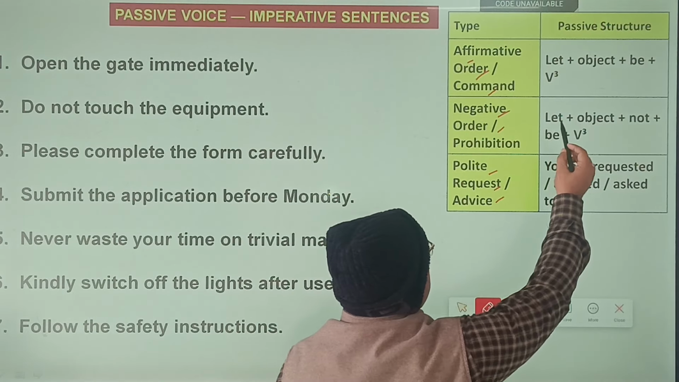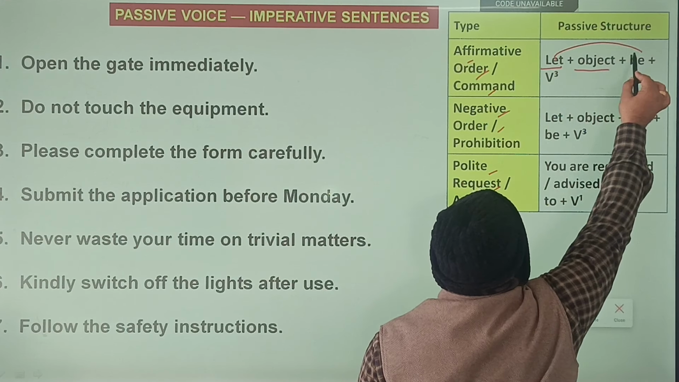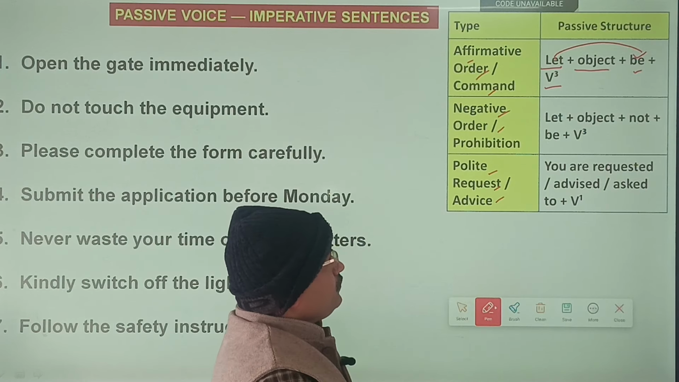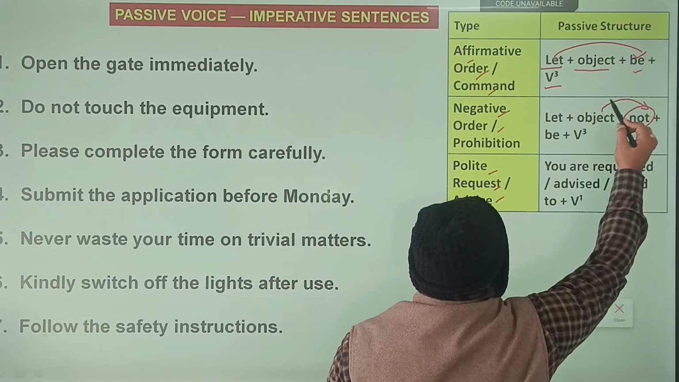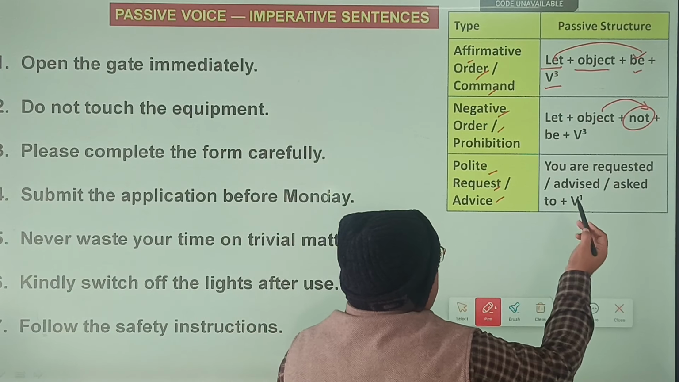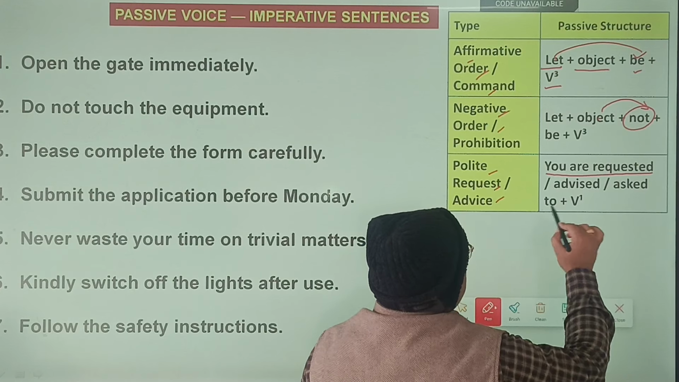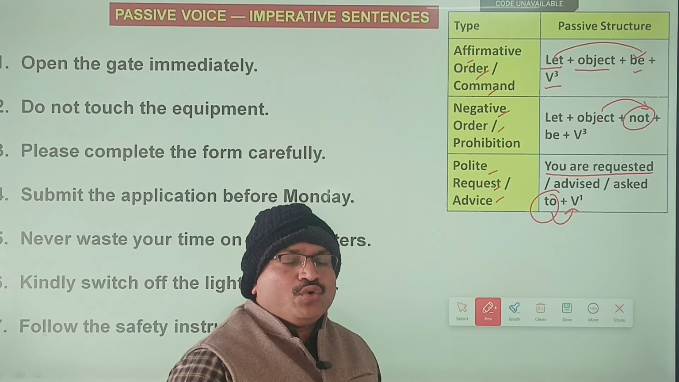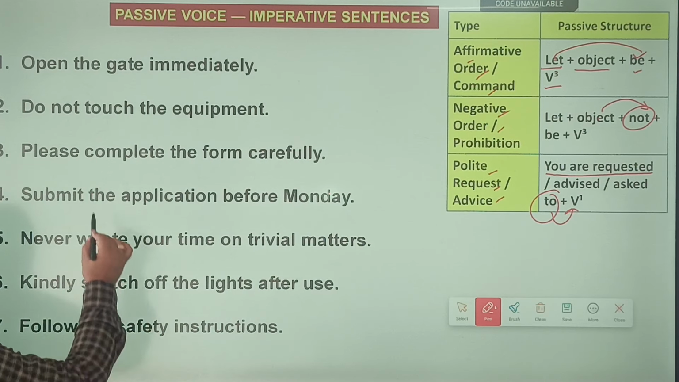If it is a simple order or command, then we'll start with let, then the object. Let is followed by be. Let will take be and then V3. For negative, you just have to add not after the object in the same structure. And for polite request or advice, we can use you are requested or you are advised, you are asked, then to and then V1. Why? Because after to we use the original form of the verb. Yes or no? Let us attempt the questions.